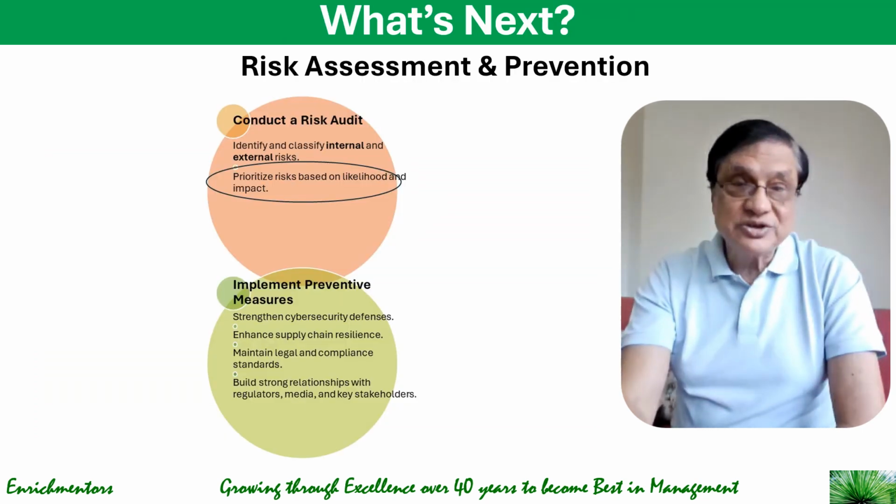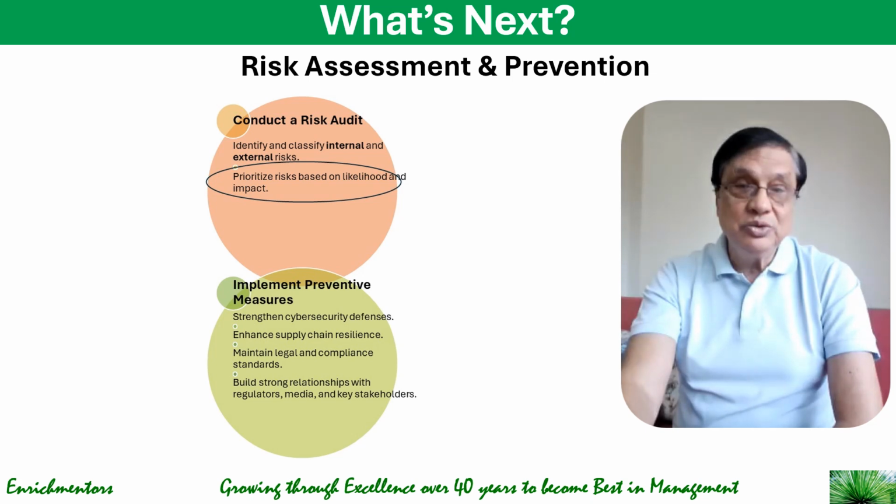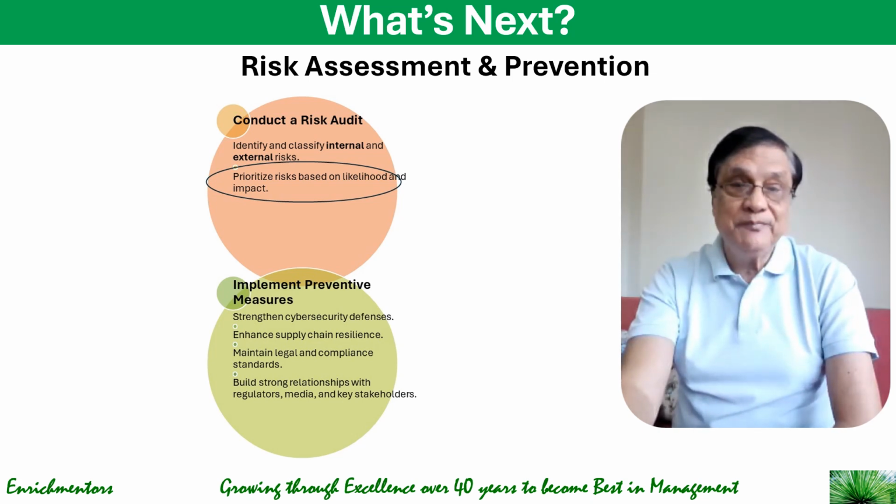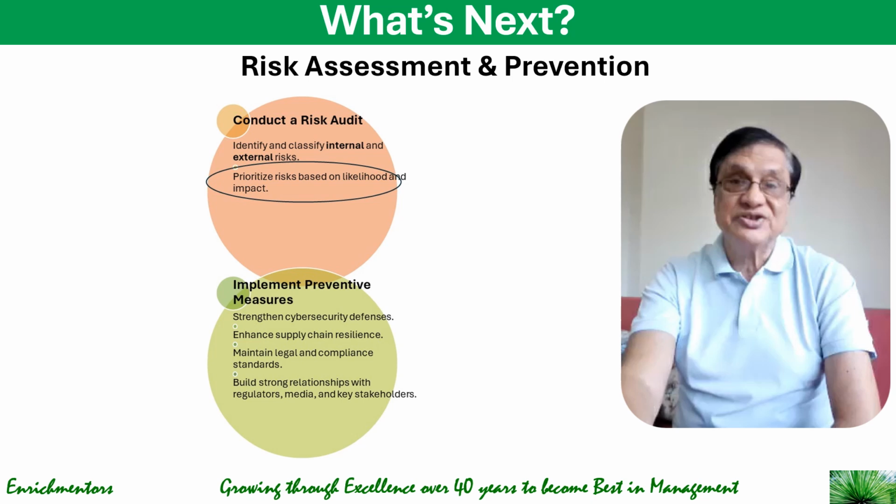So what do we do next? Having looked at how to identify and classify internal and external risk, we will now look at how to prioritize. We will talk about prioritizing them on the basis of likelihood and impact. We will get into details of that in the next lecture.